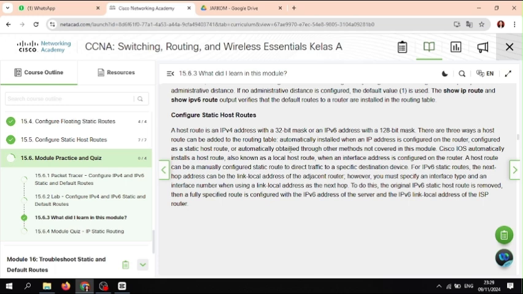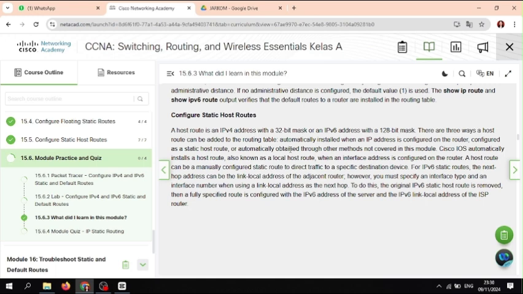Pada Cisco IOS, secara otomatis menginstal rute host yang dikenal sebagai rute host lokal. Jadi saat alamat interface dikonfigurasi pada router, rute host dapat berupa rute statik yang dikonfigurasi secara manual untuk mengarahkan lalu lintas ke perangkat tujuan tertentu.